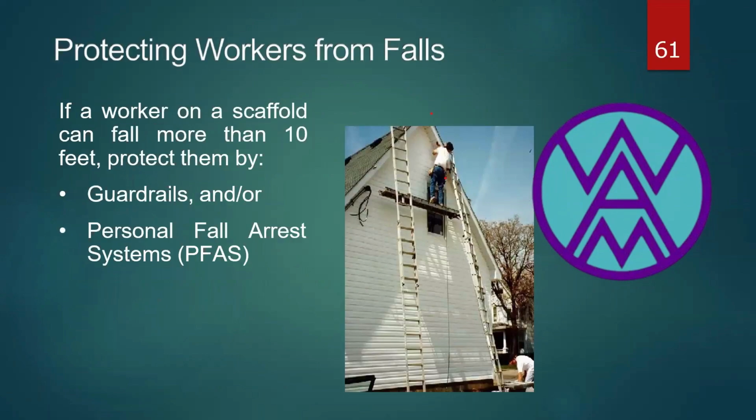If a worker on a scaffold can fall from more than 10 feet, like if the height of the scaffold is more than 10 feet, then protect them by guardrails and or personal fall arrest means. If both are possible, or if one is possible, both are fine. Protect them by guardrail system and the personal fall arrest system. I have discussed before what a personal fall arrest system and the self-retractable lifeline are, and the guardrails we have also already discussed in the previous lecture.